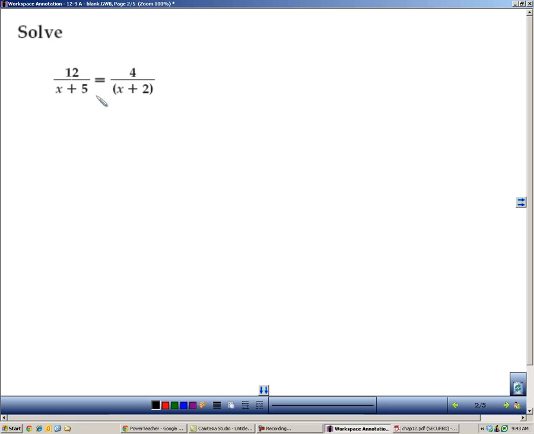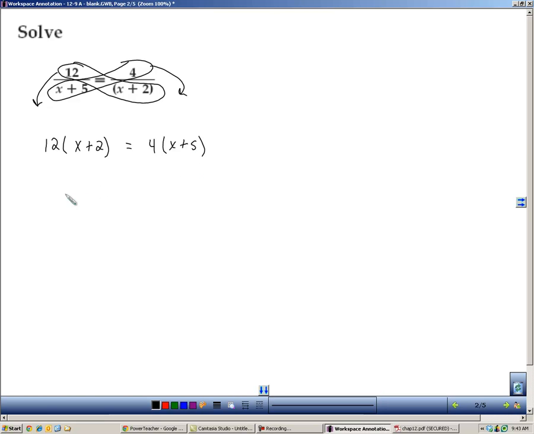An example like this one, where you have one fraction on the left and one fraction on the right, is also like a proportion. So in this case, we can solve this like we used to solve proportions by cross multiplying. So 12 times x plus 2, and then over here we'll multiply across, put the equal sign in the middle, 4 times x plus 5. Please don't forget to distribute. So 12x plus 24 and 4x plus 20.